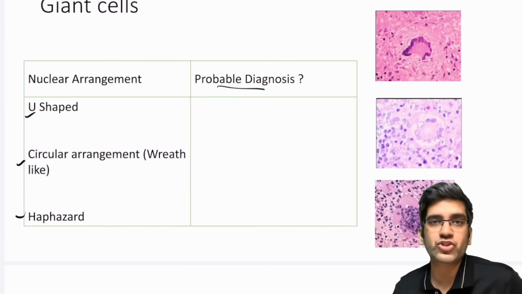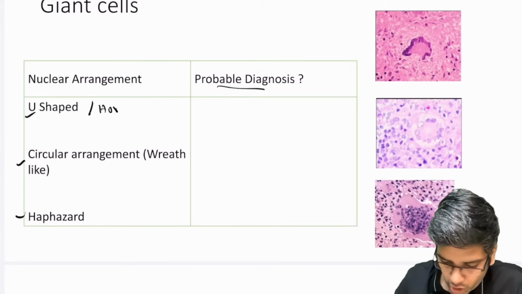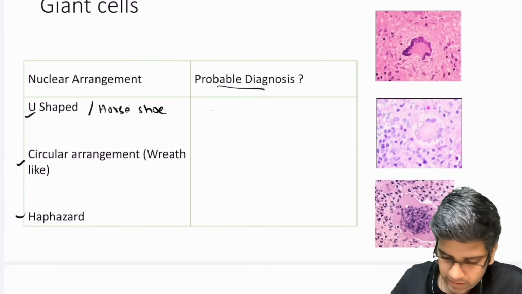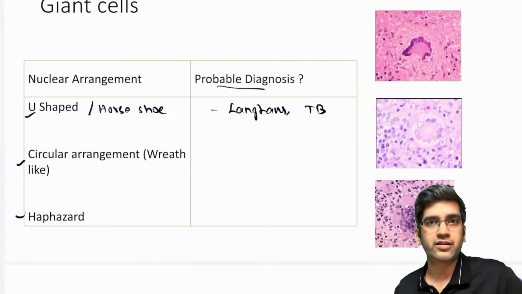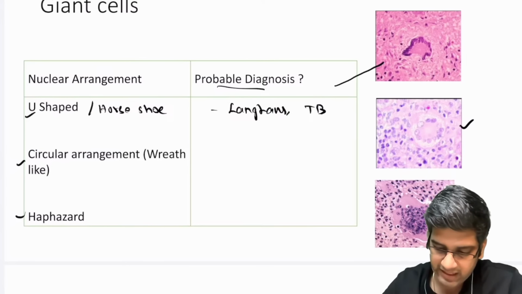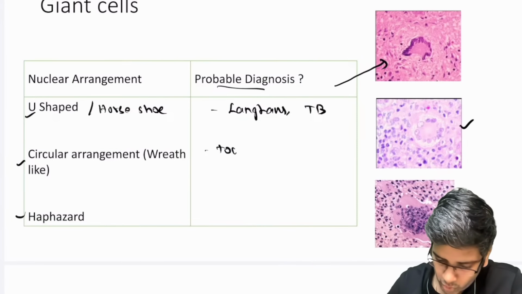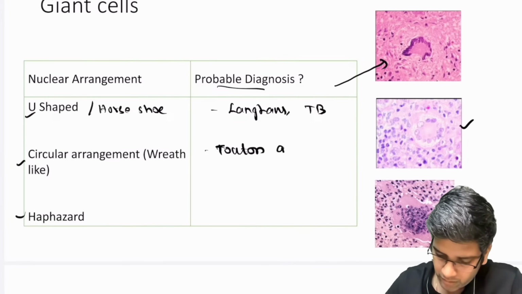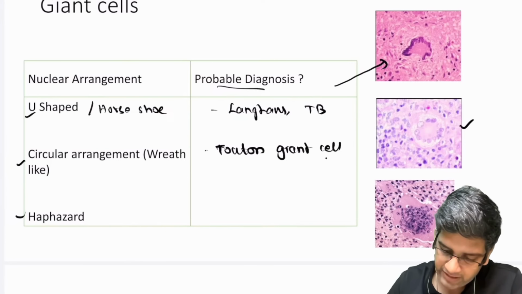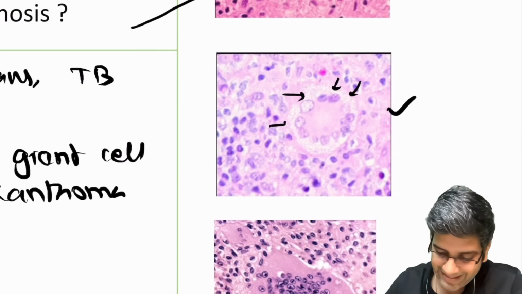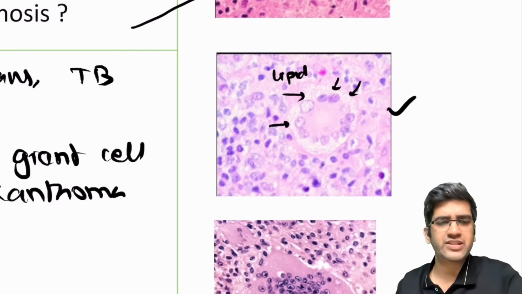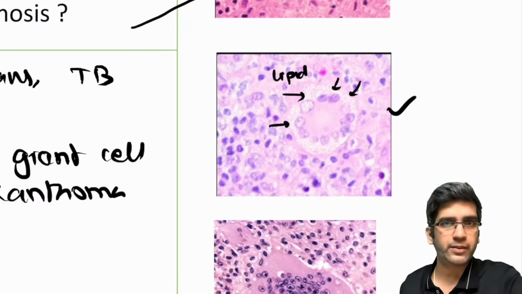I have a few nuclear arrangements. A U-shaped or horseshoe-shaped arrangement of the nuclei, we call Langhans type of giant cell, and it is most likely seen in tuberculosis. Circular or wreath-like, where the nuclei are arranged in the form of a circle, we call the Touton giant cell, or two-tone giant cell, a classical finding seen in xanthoma. If you're drawing xanthoma, make sure you draw clear areas around representing lipid. Xanthoma is nothing but a collection of lipid, right? So that also can be there, fine.